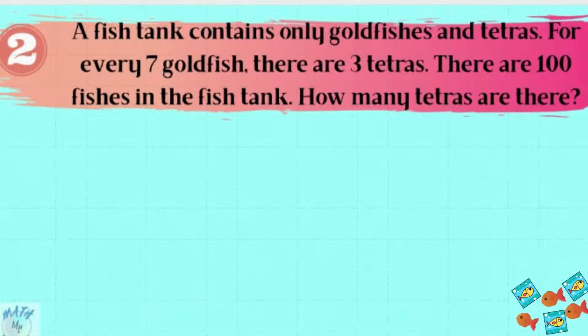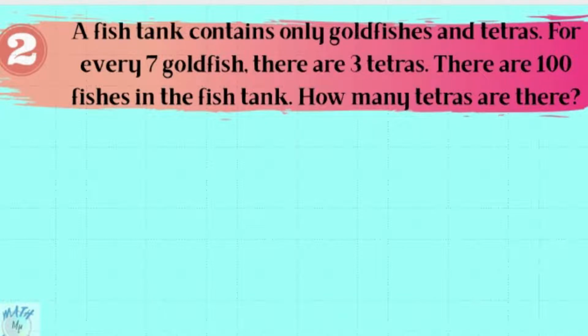A fish tank contains only goldfishes and tetras. For every 7 goldfish, there are 3 tetras. There are 100 fishes in the fish tank. How many tetras are there? You can pause the video right here to try on your own, based on the first level.